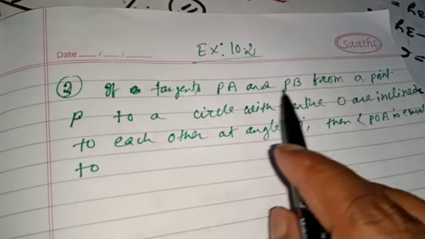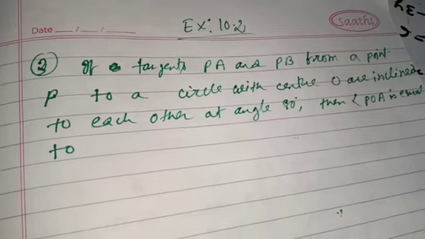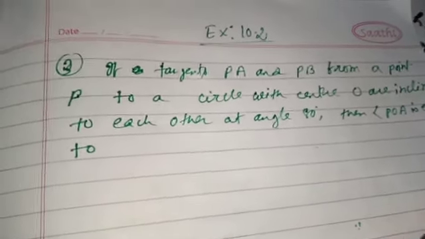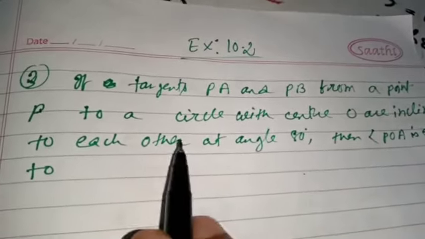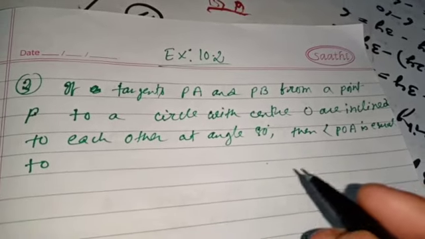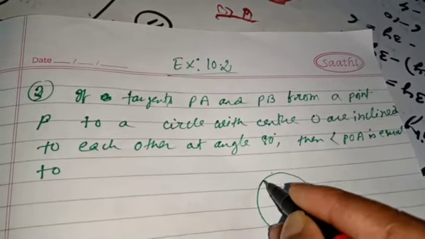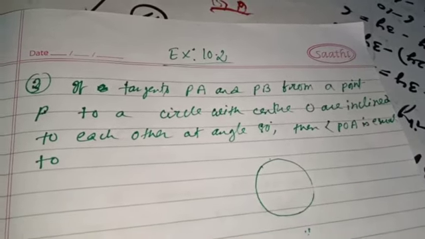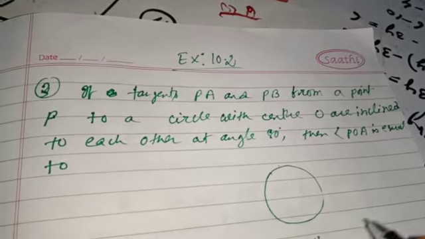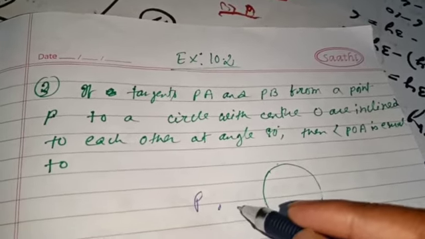If tangents PA and PB from a point P to a circle with center O are inclined to each other at an angle of 80 degrees, then angle POA is equal to how much? This is also an MCQ. Let us draw the figure. This is a circle. Now P is the external point. PA and PB are the tangents.